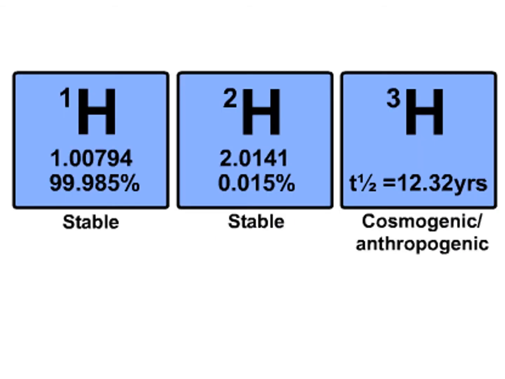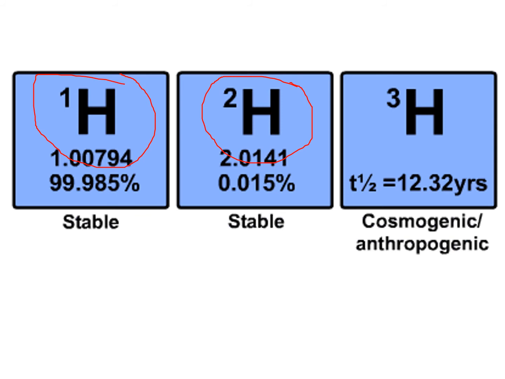So let's look at hydrogen. Hydrogen has 3 isotopes, 2 of which are stable, they don't change over time, and 1 of which is radioactive. The 2 stable isotopes are a hydrogen with a mass of 1 and hydrogen with a mass of 2. The hydrogen with a mass of 1 has 1 proton, 1 electron. Hydrogen with a mass of 2 has a proton, an electron, and a neutron. And the same as oxygen, the lighter the isotope, the more abundant it is.